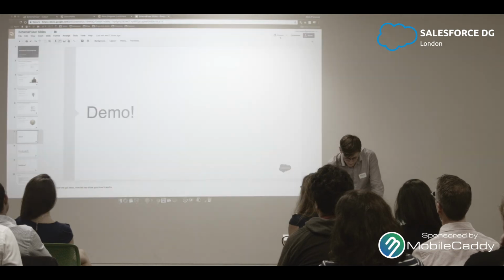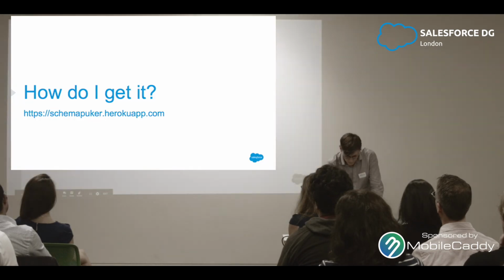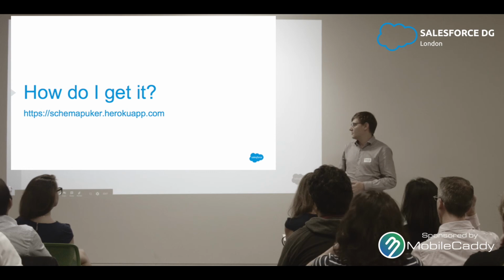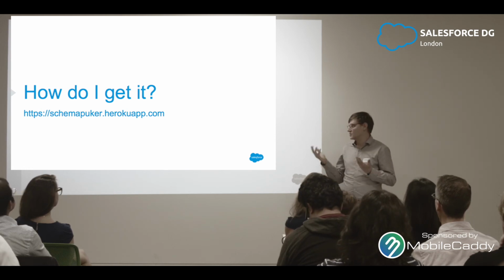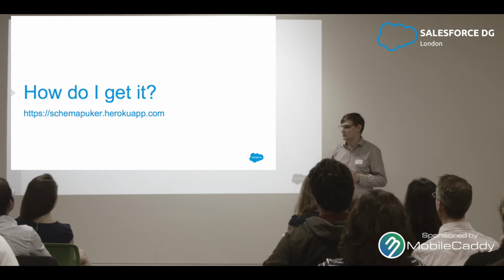So how do you get it? schemapuker.herokuapp.com. It's free. You just go there and hit login. You don't need to do anything else.